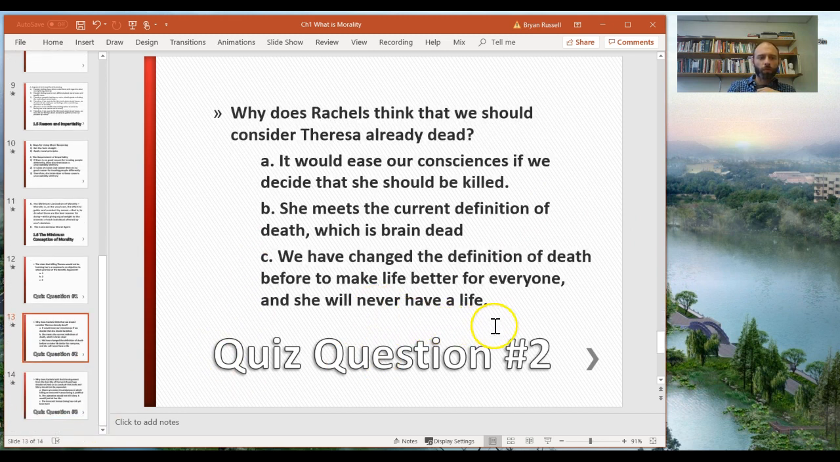Quiz question number 2. Why does Rachels, the author of our textbook, think that we should consider Teresa already dead? A, it would ease our consciences if we decide that she should be killed. B, she meets the current definition of death, which is brain dead. Or C, we've changed the definition of death before to make life better for everyone, and she will never have a life. Which is the reason that Rachels presents to support his claim that we should consider Teresa already dead?